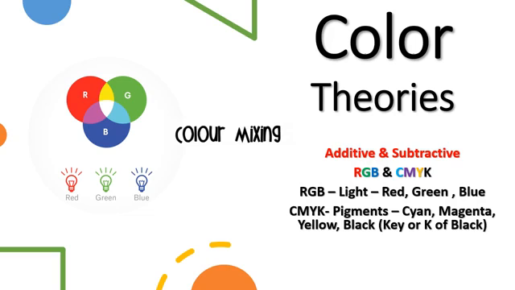We also learned that additive theory governs the mixing of light and is based on three colors, red, green, and blue. Whereas the subtractive color theory governs the mixing of color pigment and is based on the colors cyan, magenta, yellow, and black, or CMYK.